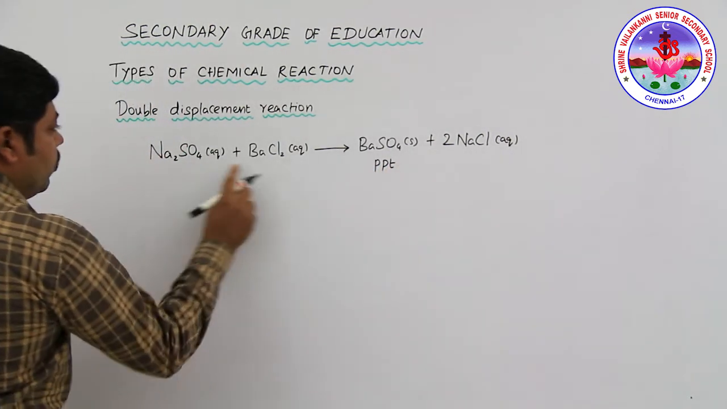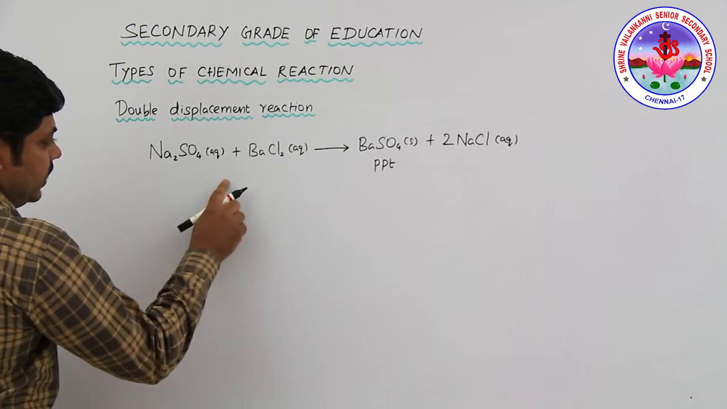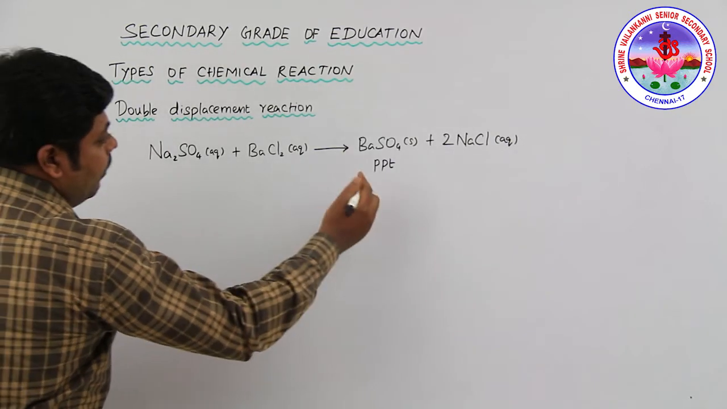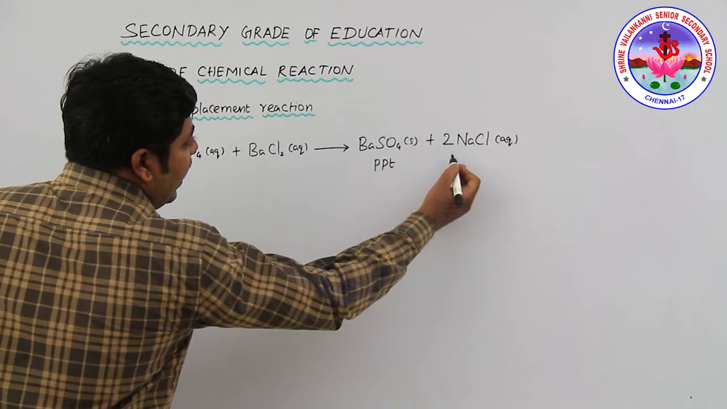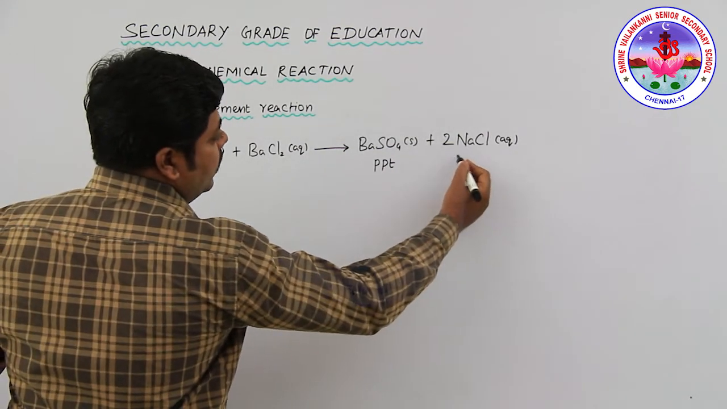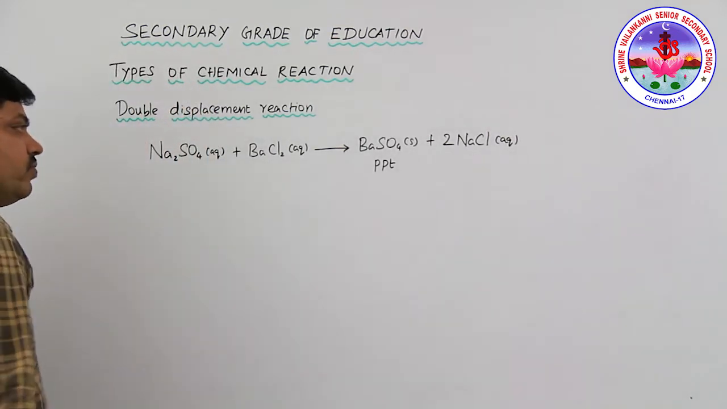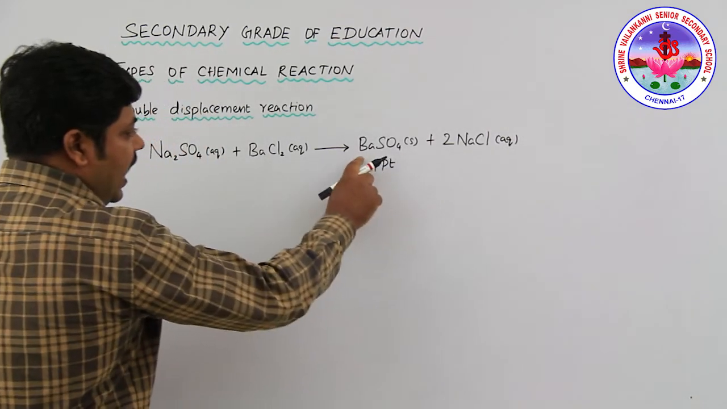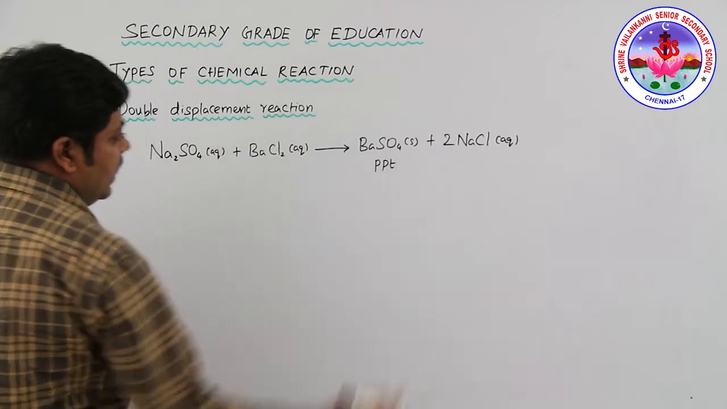When both aqueous solutions react, what happens? It gives a precipitate and another one is a clear solution. That clear solution is sodium chloride, also called aqueous solution of sodium chloride, and the barium sulfate is the precipitated form.